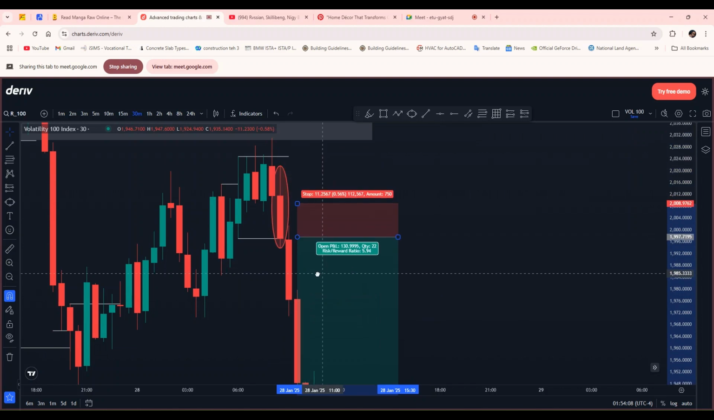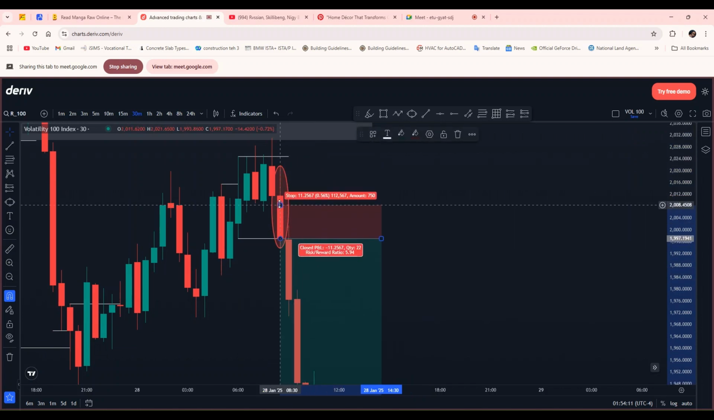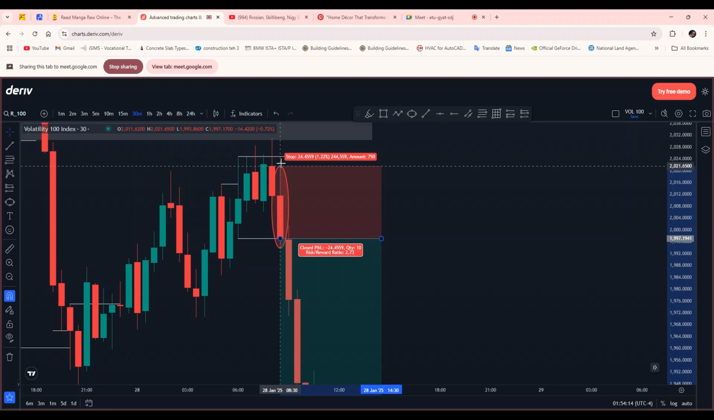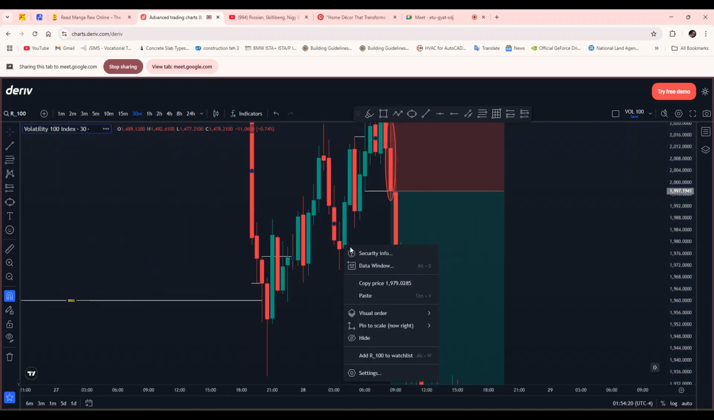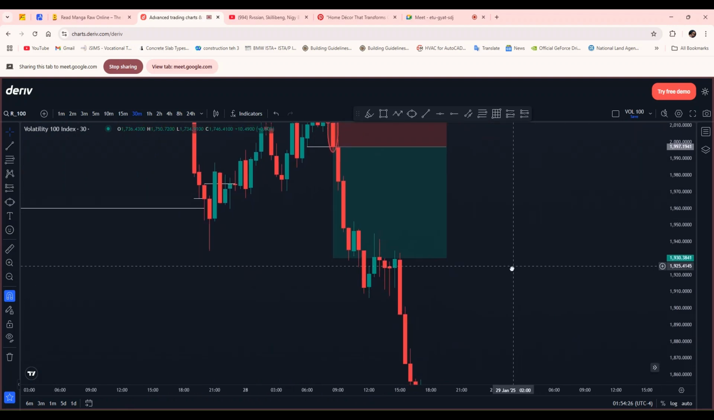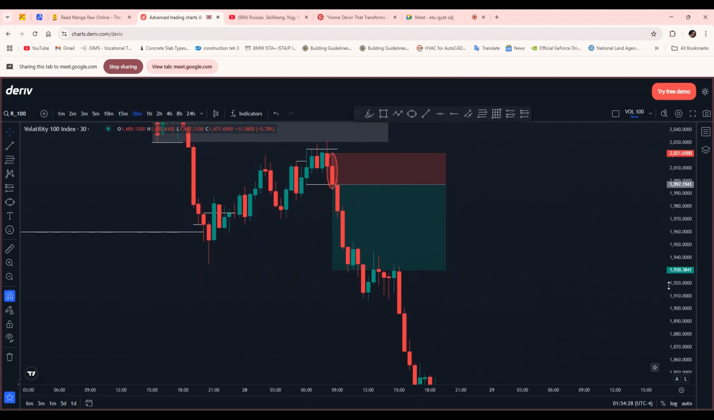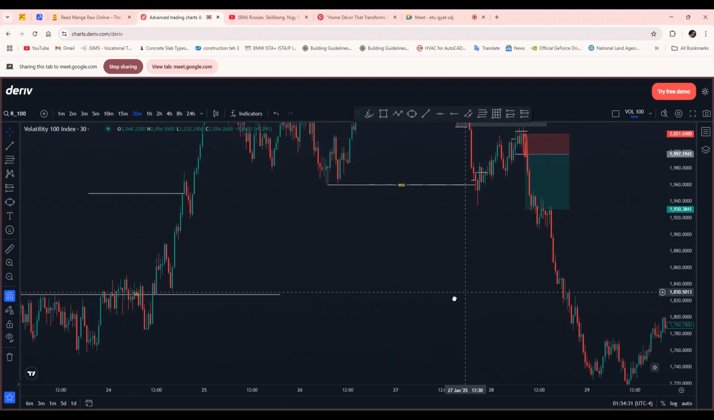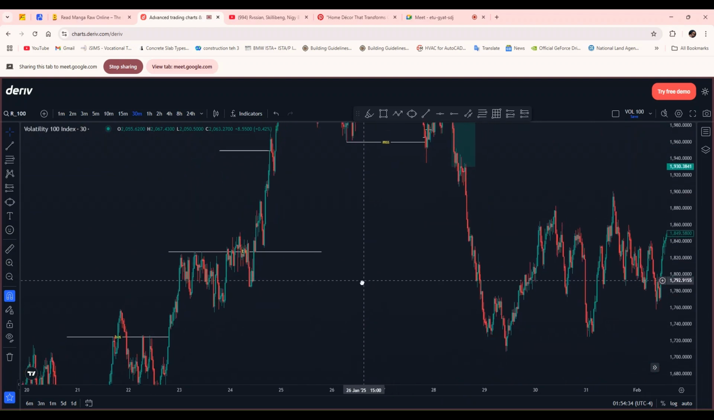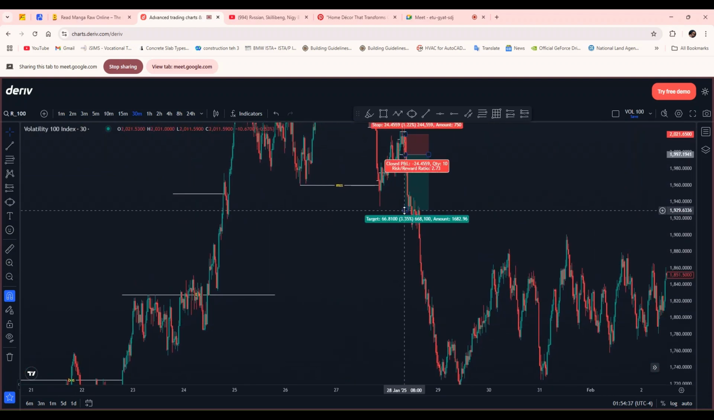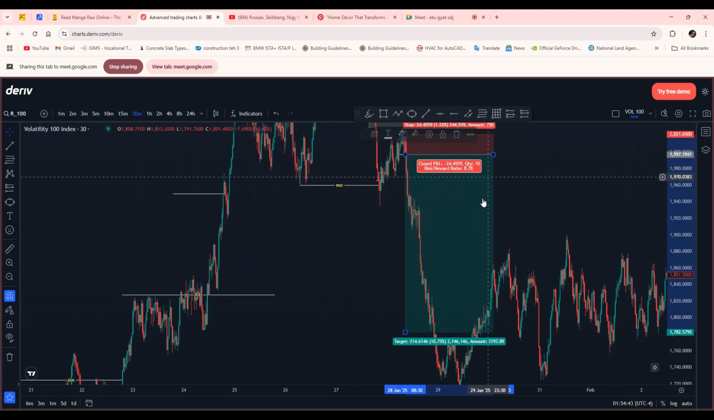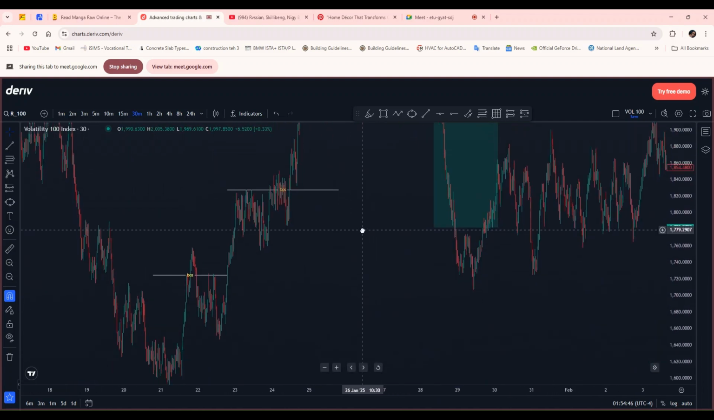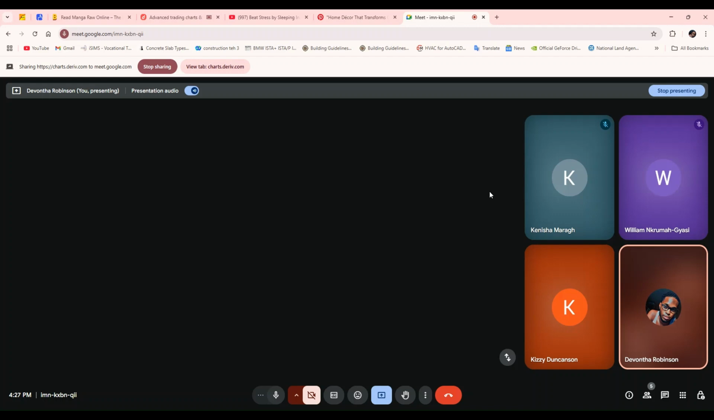And the candle that broke structure, the highest point would have been my stop loss. And my aim would have been, you can aim for maybe a 1 to 10, 1 to 8, or essentially you're aiming for the last high.